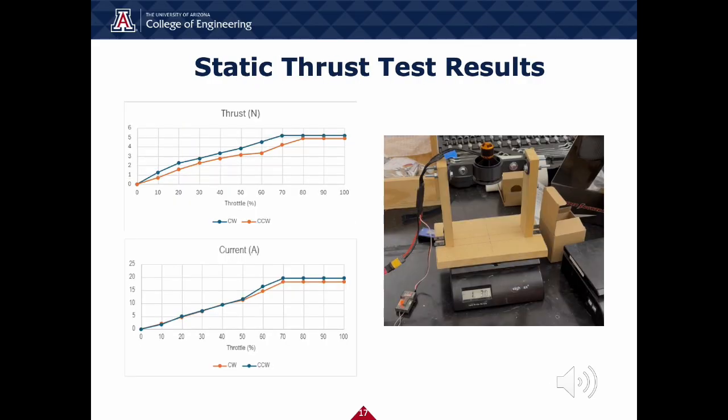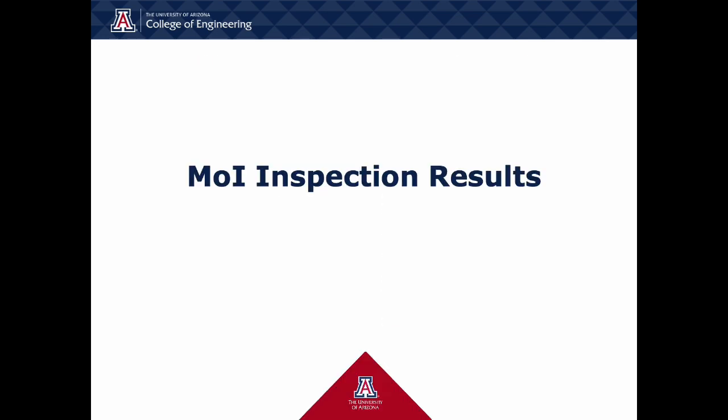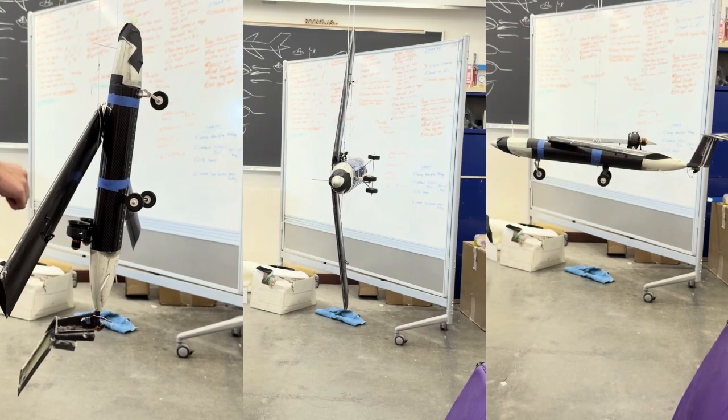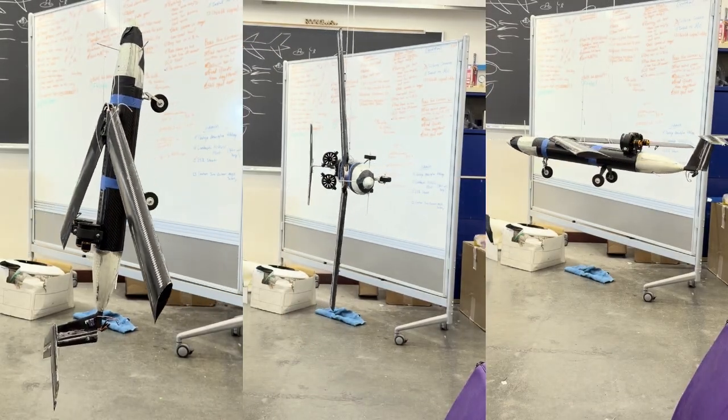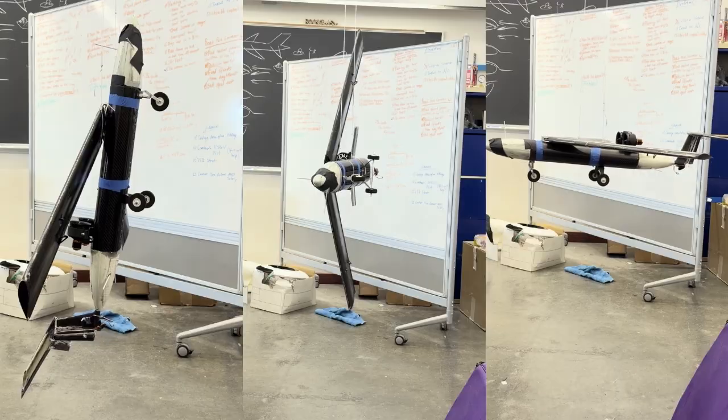We conducted static thrust tests on both of the electro-duct fan motors to ensure that they were both producing the same amount of thrust. This resulted in us finding that one of them was underpowered, which was then corrected in the electronics layout. The moment of inertia inspection resulted in the roll, pitch, and yaw modes of the aircraft being found to be stable. The above video shows how the test was conducted.